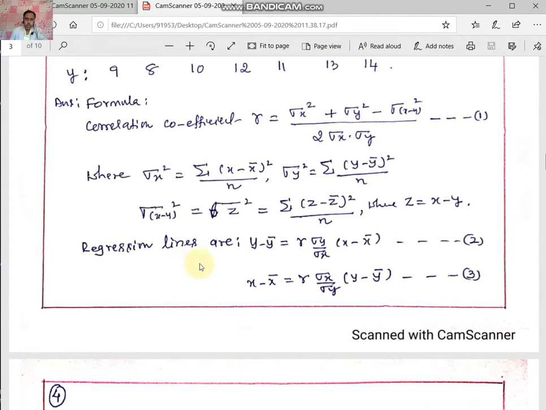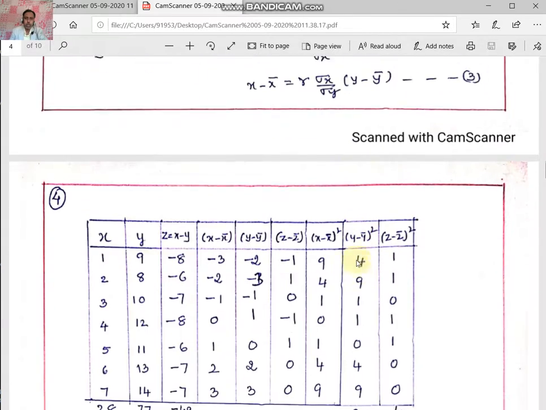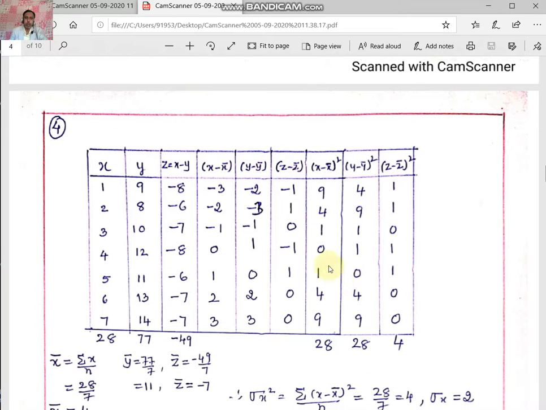Now the regression lines are y minus y bar is equal to r sigma y by sigma x into x minus x bar, and x minus x bar is equal to r into sigma x by sigma y into y minus y bar. These two equations are called lines of regression or regression lines. Now let us formulate a table. X values are given, y values are given. Take the difference of x and y, call it z.